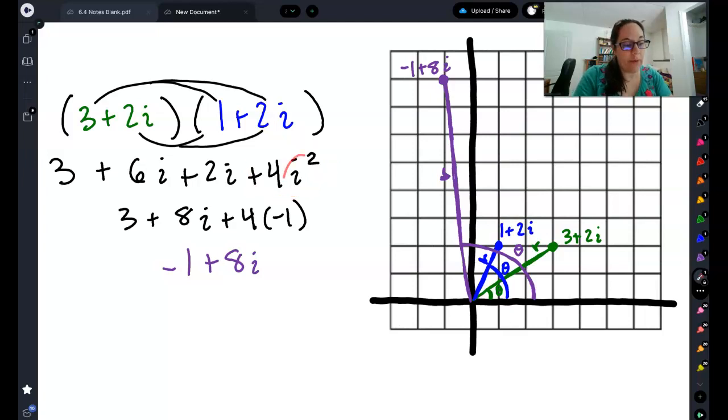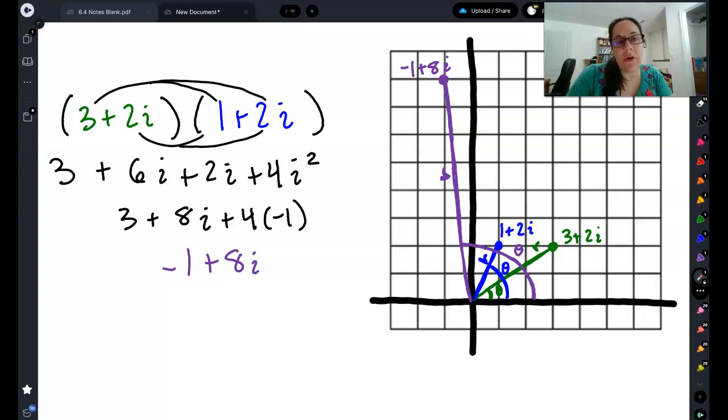Now, hopefully you remember that i squared is the same thing as -1, so my 6i and 2i become 8i. Turn the i squared to a -1. 4 times -1 is -4, so 3 minus 4 gives me -1 plus 8i. And that's how we would multiply complex numbers together.